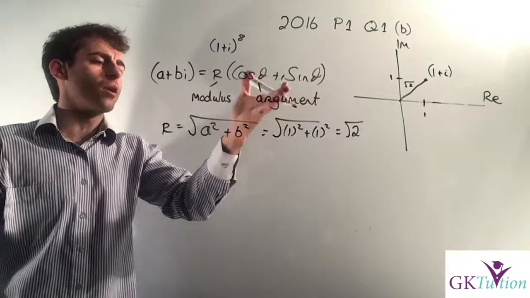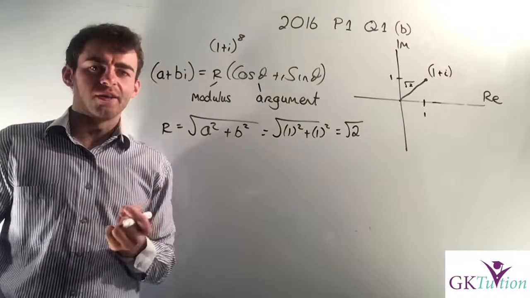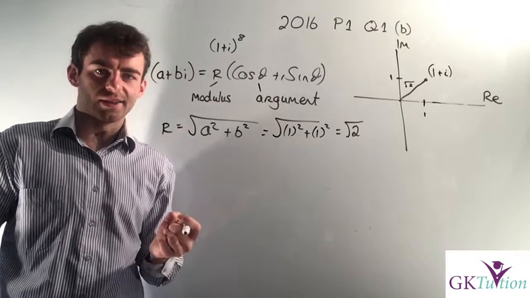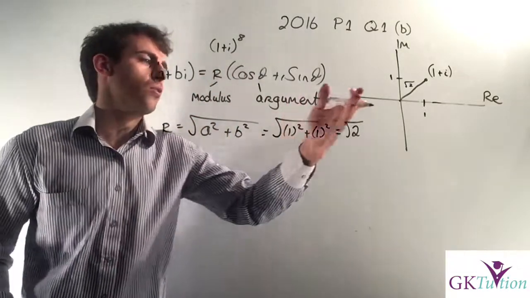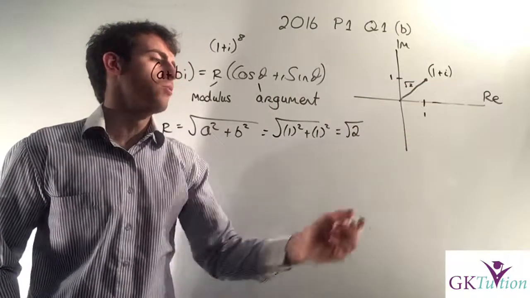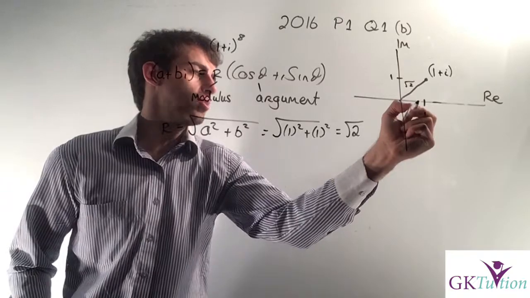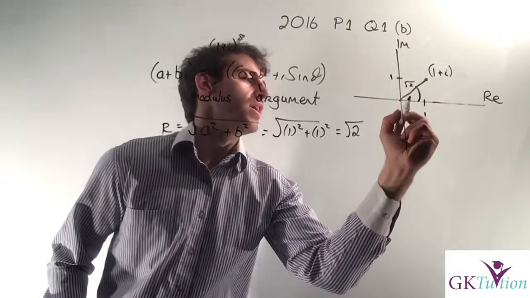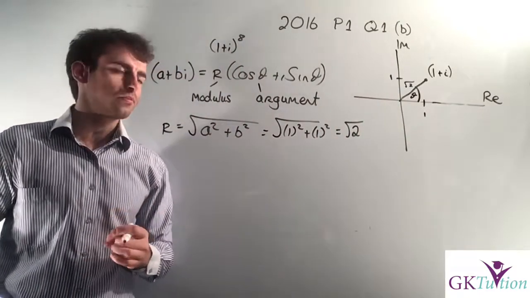But we need the diagram in order to find our argument. The argument is the angle that the complex number makes with the positive sense of the real axis. My horizontal line is my real axis and the positive sense of it is to the right. So the angle that the complex number makes with the positive sense of the real axis is my argument, or my θ. So it's the angle that I've filled in there.